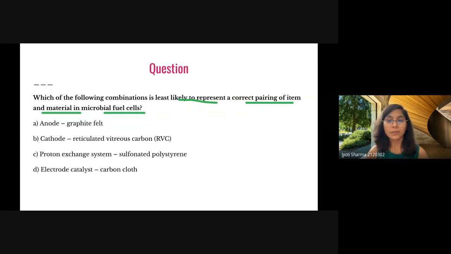So this is something, if we have some item, for example if it is an anode or a cathode or an electrode catalyst, then that should be made up of something, right? And you have to tell me the correct pairing. Okay, so this is least likely, so which is not the correct pairing, right?